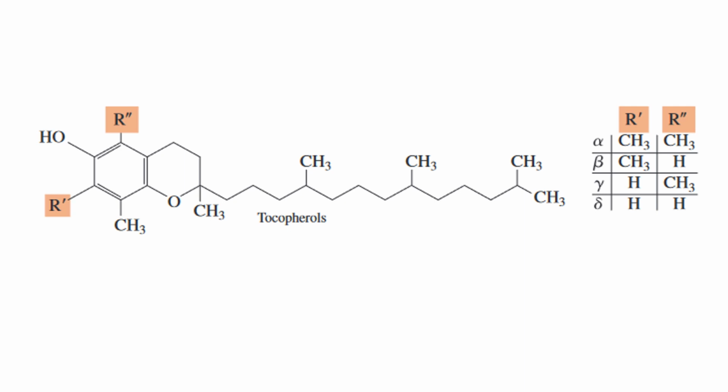The vitamin E form in which methyl groups are present at both R prime and R double prime positions on the aromatic ring, gamma tocopherol, is the main form of vitamin E in vitamin E rich foods. Plant oils, margarine, salad dressing and shortening, green and leafy vegetables, and whole grain products are sources of vitamin E.